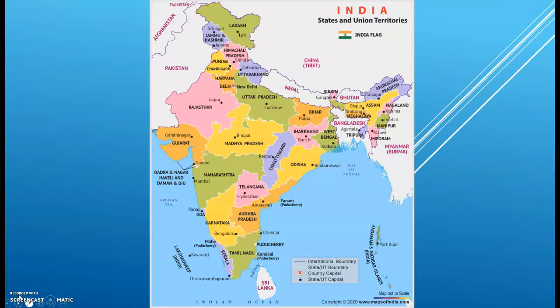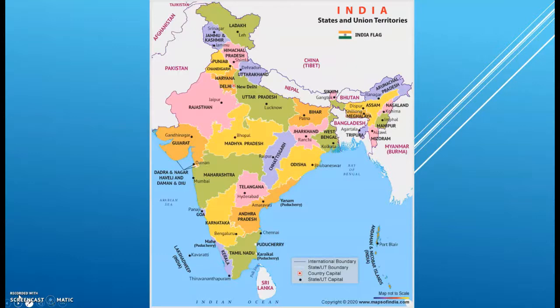Today we would focus on Geography map questions. First of all, let us have a quick recap on states of India. Children, how many states are there in our country? Yes, 28 states and 8 union territories. We have learnt all these in our lower classes.